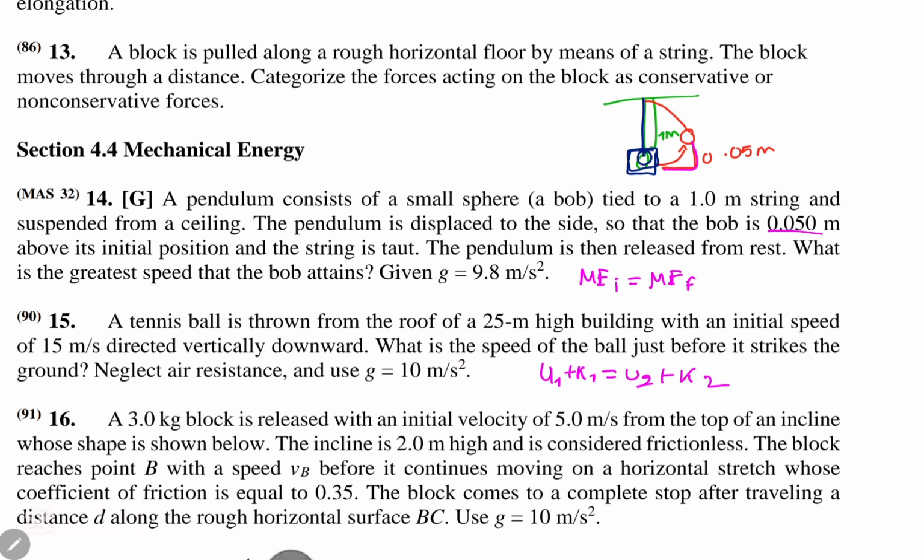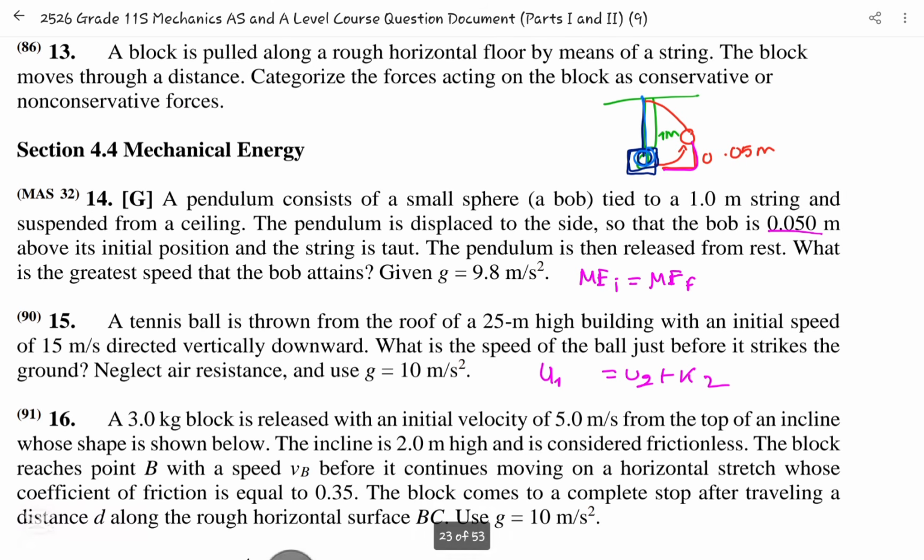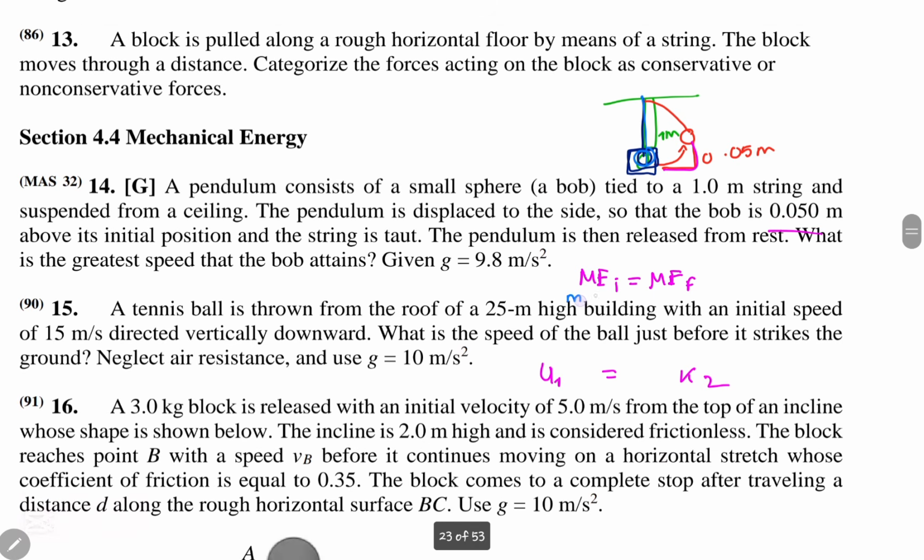Initially, it was released from rest. That means it did not have any kinetic energy. And then U2, because it's at the original position, from the reference point the height is going to be 0, so we're not going to have any potential energy. So then we can say that U1 is equal to K2. So what does this mean? This means that mgh is going to be equal to 1 over 2 mv squared. We don't have the mass, but the mass cancels.